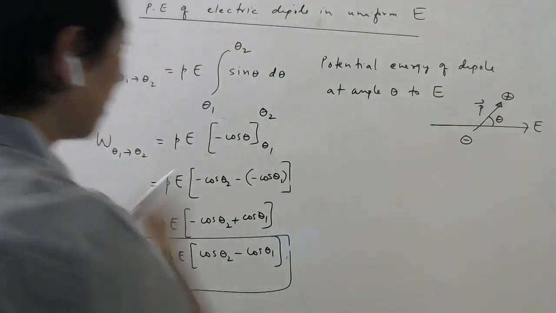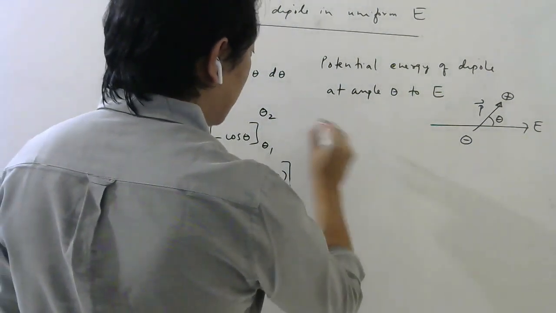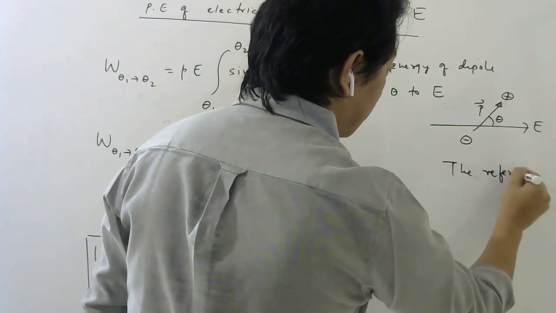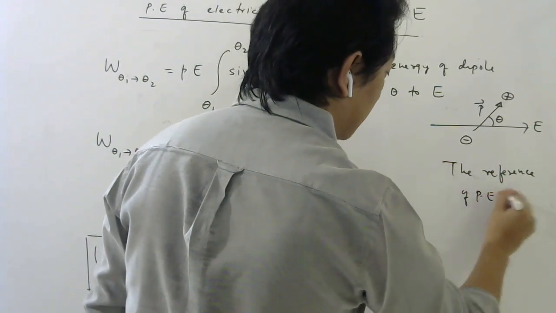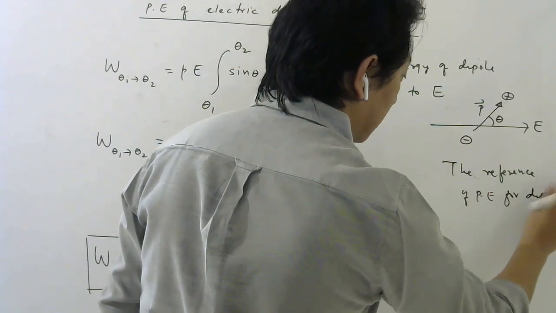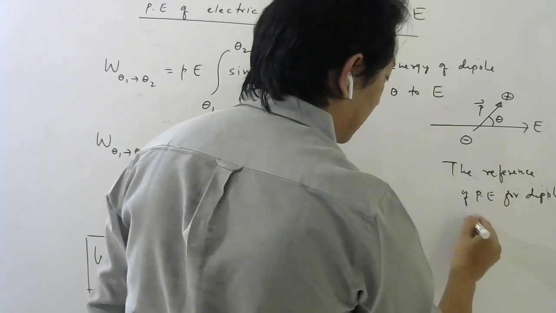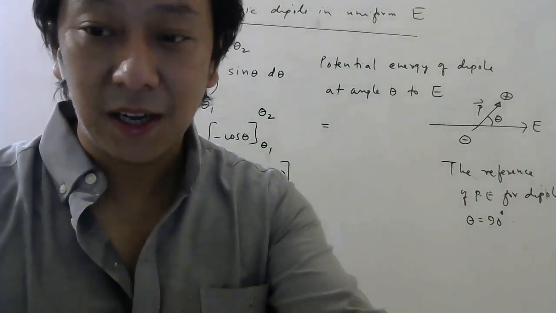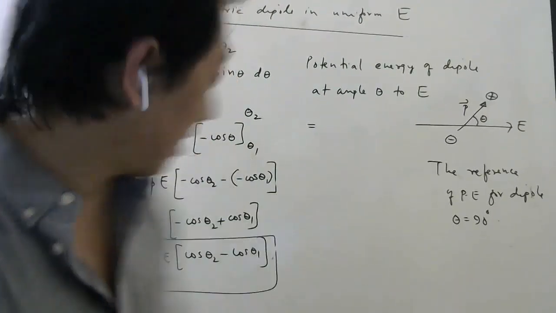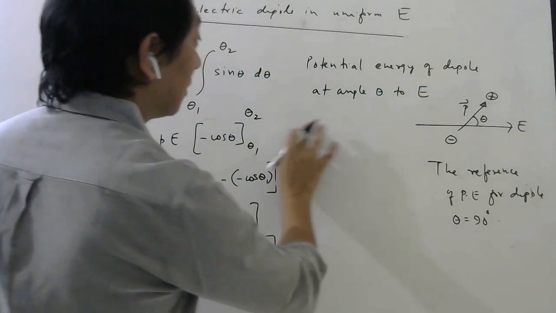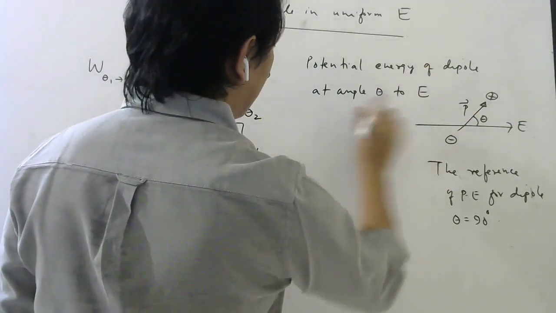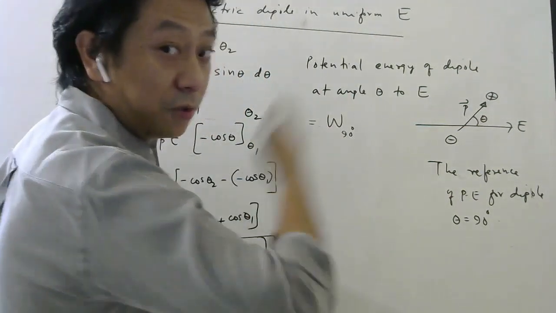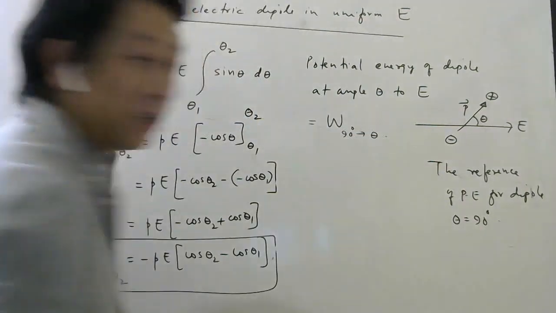Okay. So for this, we will consider the reference of potential energy for a dipole to be taken at 90 degrees. Will be taken as how much? 90 degrees we will take. And that makes sense also. Cos 90 is 0, you know that, right? So this is the potential energy of the dipole at angle theta. So this will be the work done to rotate the dipole from 90 degrees, the reference, to theta. Are you all understanding what I'm saying or not?